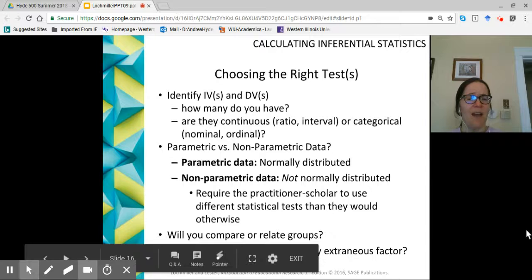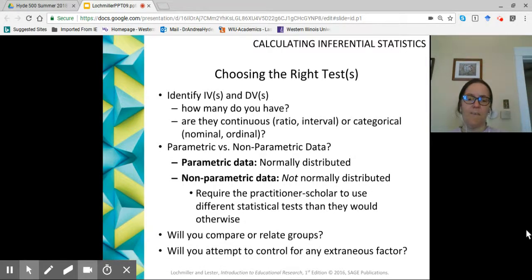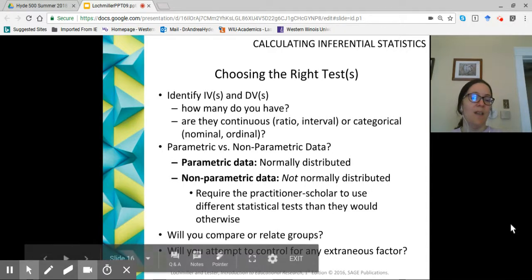So remember that graph that had the high point in the middle, right, of the normal graph. Ask yourself, will you compare or relate groups, and which ones? And will you attempt to control for any extraneous factors? So remember, all the chart that you have, you can make those decisions. And whether you answer yes or no, or how many, or what category, then you'll be able to know what test to use.